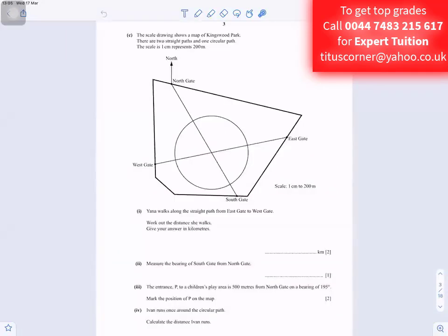So part C, and part C is broken down into part 1, 2, 3, and 4. You can press pause and have a go at them. And when you're ready, you press play to see the answers.